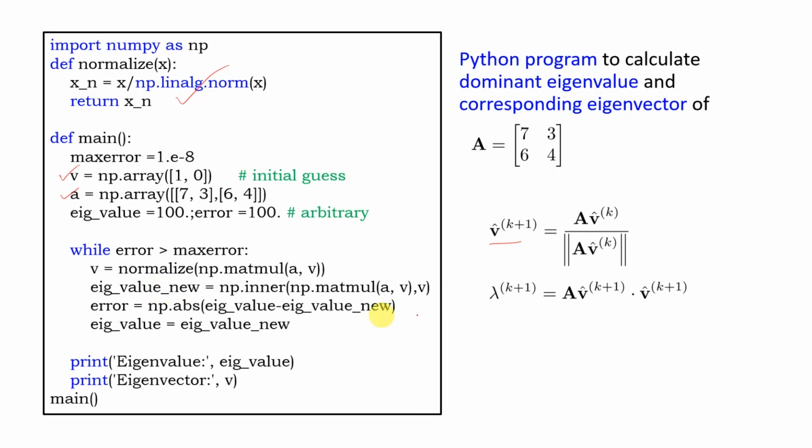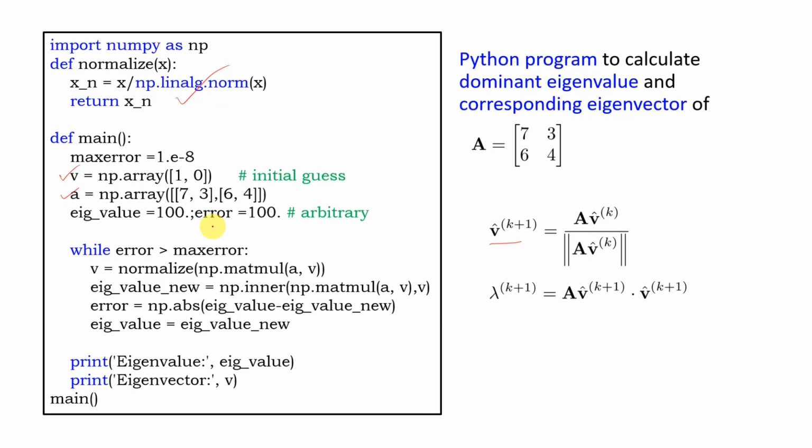Then this will be my eigenvalue. The eigenvalue is the inner product of A and V with V, whatever the inner product is, that is my new eigenvalue. Then I calculate the error, and I put in this new eigenvalue. That is how we keep on doing it, and this iteration goes on until we hit a reasonable value, where the difference between eigenvalues is less than 10 raised to minus 8, which seems reasonable in this case.